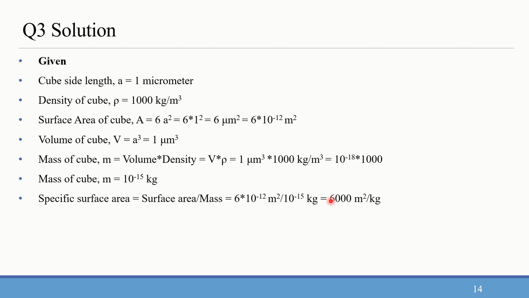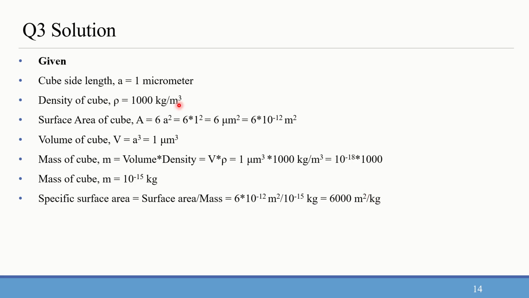So basically, the cube size is given and its density is given, and we are asked to find the specific surface area of the cube. So for that, what we need is the surface area of the cube divided by the mass of that particular cube particle. To find mass, we can use volume into density, and to find surface area, we can use 6a square. So after substituting everything, our final answer is this, that is 6000 meters square per kg.